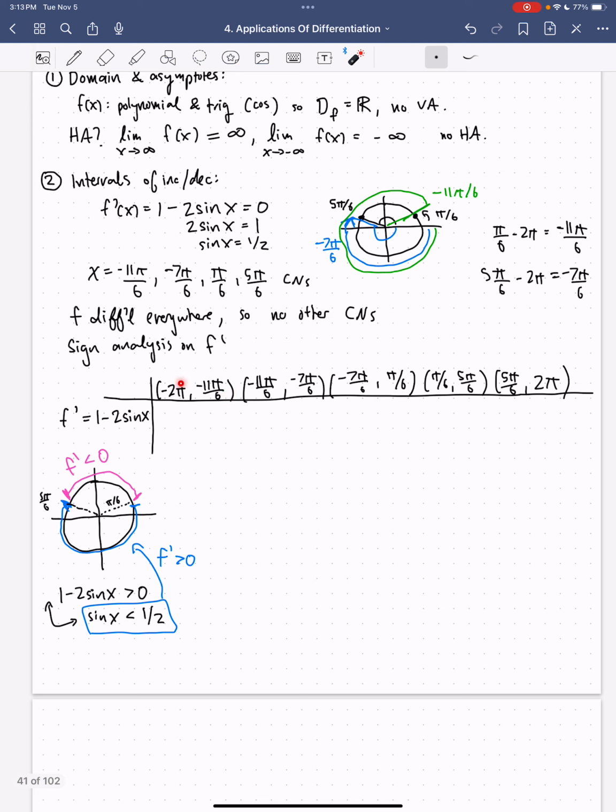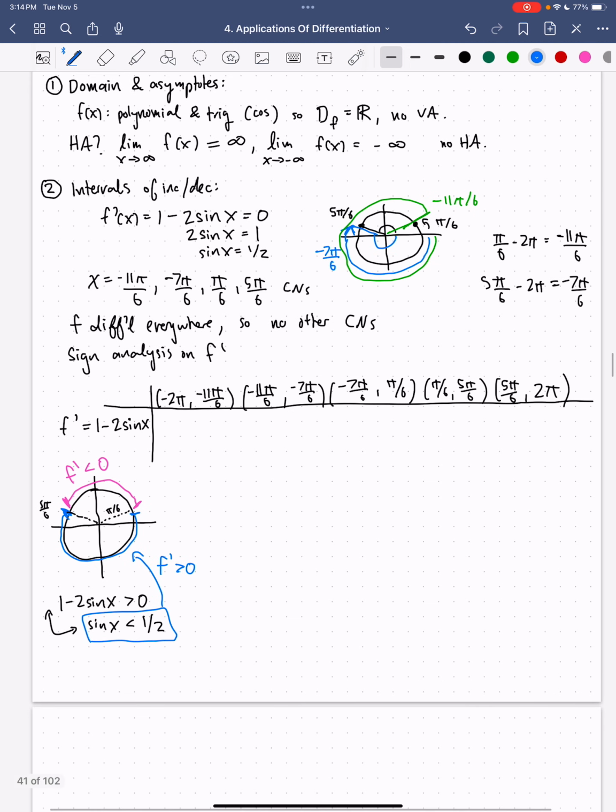Okay, so for this first interval, that's negative 2 pi to negative 11 pi over 6. So remember, negative 2 pi is the same as 0, and we're moving backwards. So that's this part here, that's in the blue, that means this is positive. You know what, I'll use blue there.